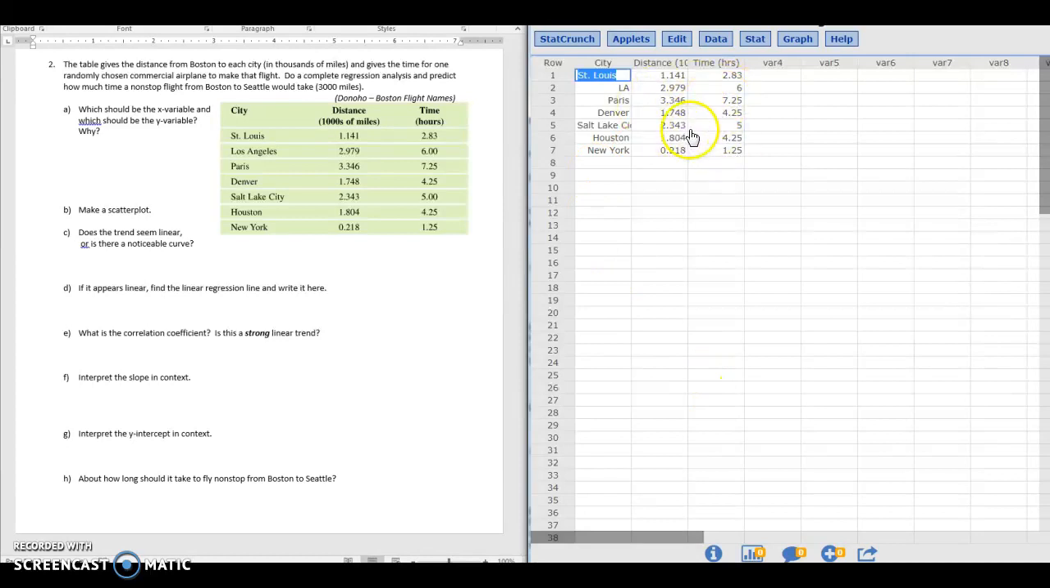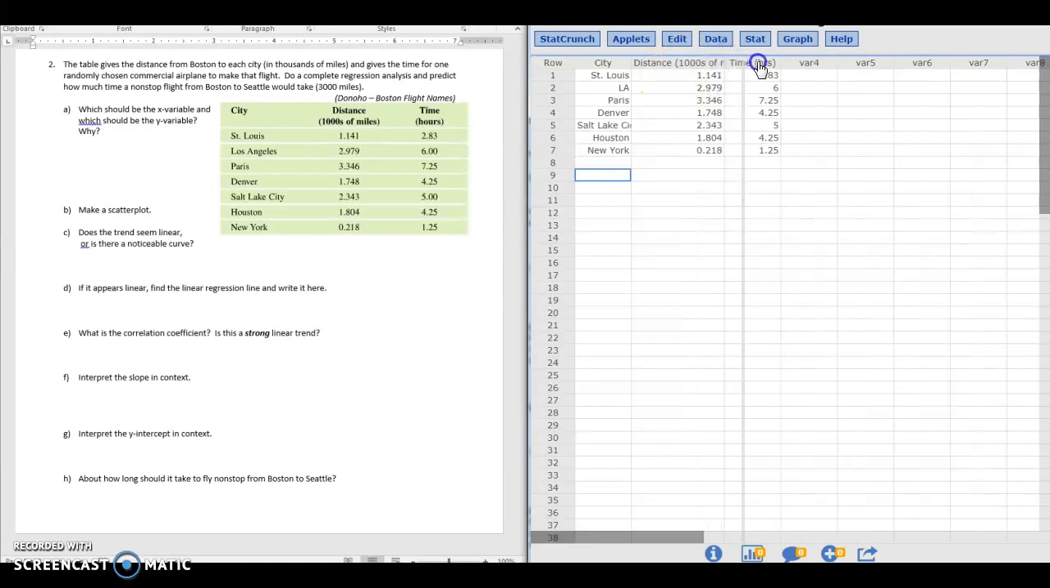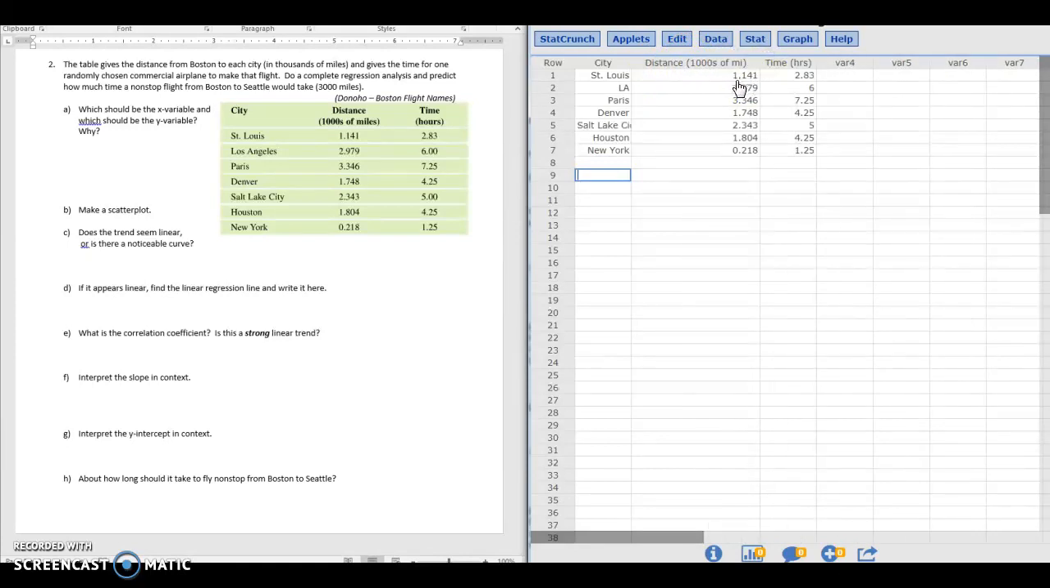So here's that same data, just input in here. What we've got is flights, all from Boston to these particular cities. This is the distance in thousands of miles. So this is 1.141 thousand miles, and then this is the time it takes to travel that in hours. We want to do a complete regression analysis on this and then ultimately figure out how long it would take to fly from Boston to Seattle, which we know is 3,000 miles.